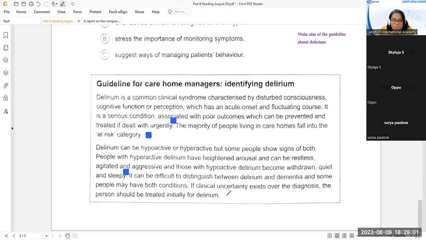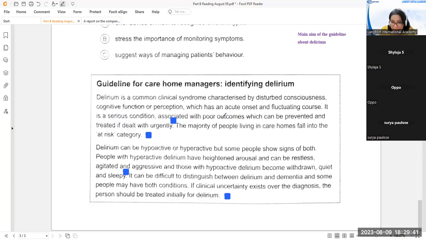Last 2 sentences, Shailaja. It can be difficult to distinguish between delirium and dementia, and some people may have both conditions. If clinical uncertainty exceeds over the diagnosis, the person should be treated initially for delirium. Some people who may have delirium, it's difficult to differentiate between delirium and dementia at times. And some people may have both dementia as well as delirium. And if you have confusion about what is the exact diagnosis in a person, then first treat the patient for delirium.